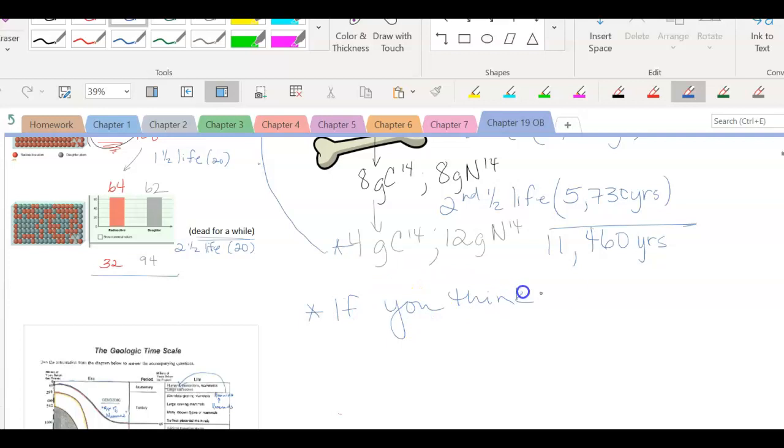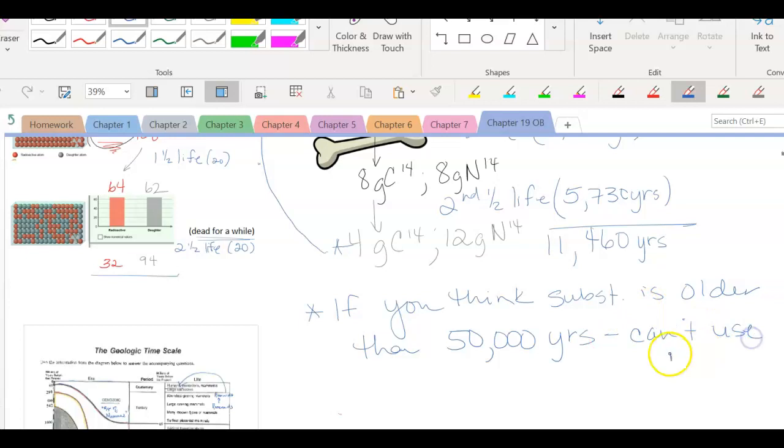Now, it's important for you to know, if you think your bone or the substance that you're testing is older than 50,000 years, you have to pick another radioactive element. You can't use carbon-14 because the amounts will be so tiny. They'll be trace amounts. It'll be so hard for the chemist to measure it. So you would find another radioactive element.